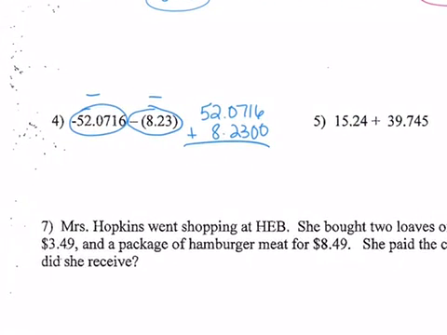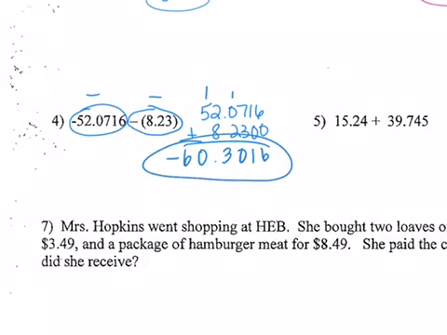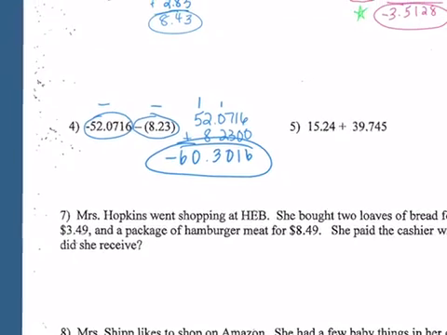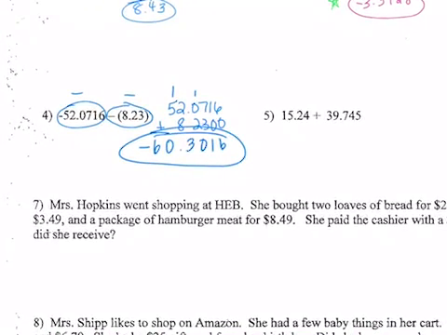Okay, so 52.0716. We're going to add these two numbers. I've got negative 60.3016.